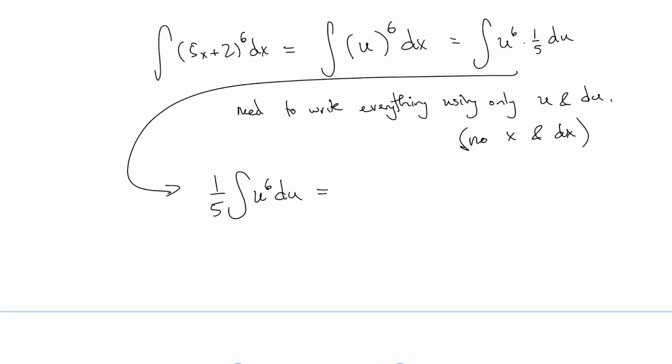So 1/5 times 1/7 u to the 7, and this is where I put the plus C. All right. That right there was the key step in which I actually did the integral. u to the 6 became 1/7 u to the 7.